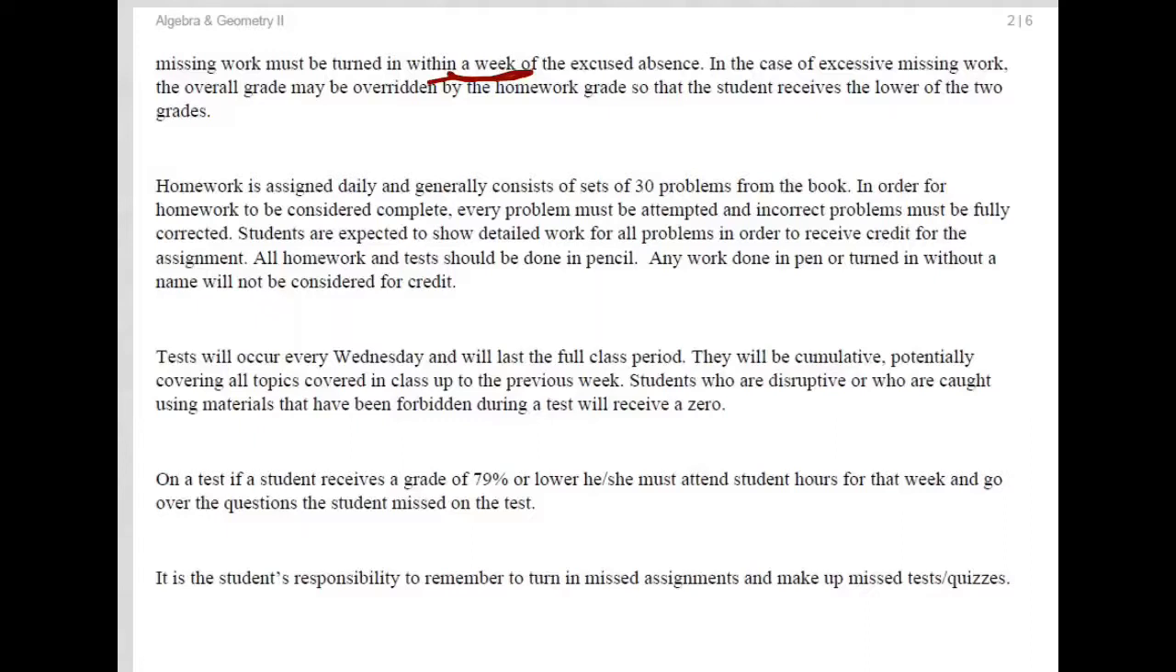Now, if you've been in another math class here at Basis, you're going to find the homework to be very consistent with what you've experienced before. So we're looking at 30 problems daily from the book. And again, we talked about this previously. You must attempt every problem. You must correct your incorrect problems. And you're expected to show detailed work in order to receive credit for the assignment, okay? So you can't just write the answers, okay?